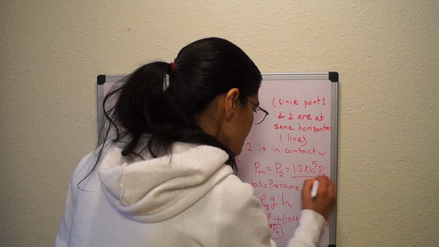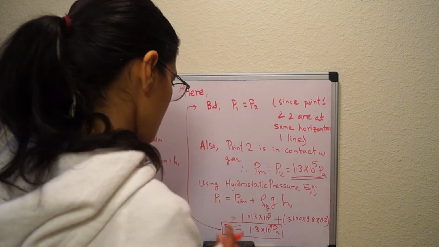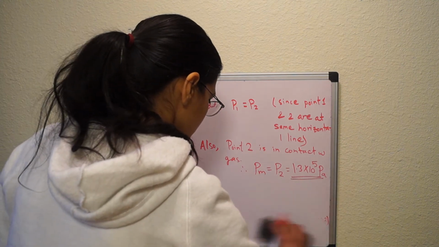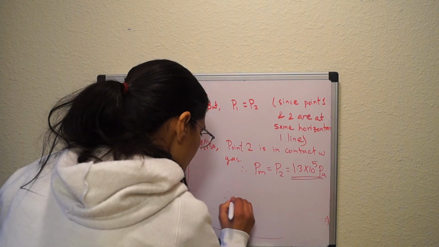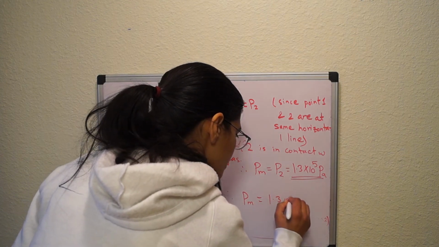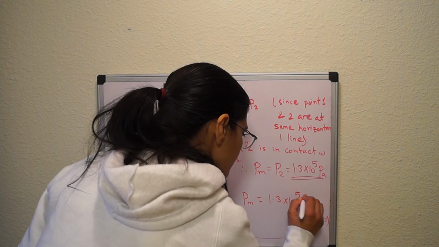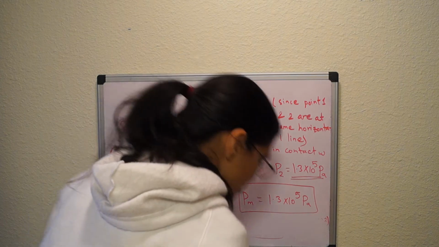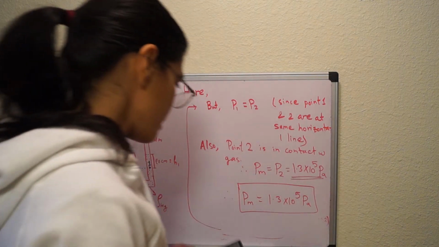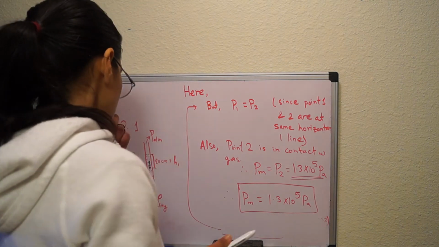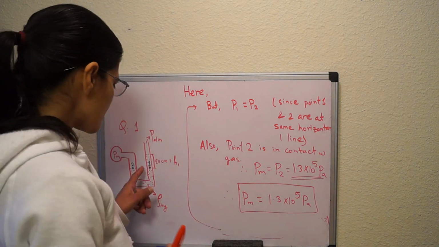Alright? So this is the final answer here. Therefore Pm is equal to 1.3 into 10 to the power 5 Pascal. So this is the final answer. This is the pressure of the gas inside the chamber, right?